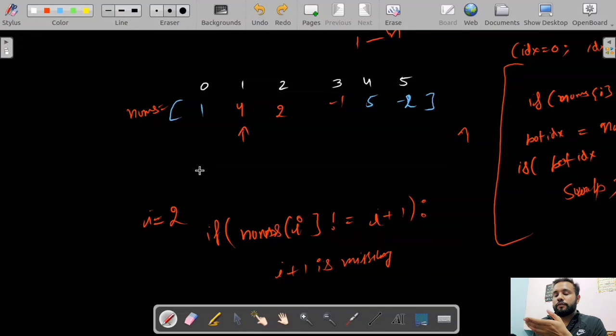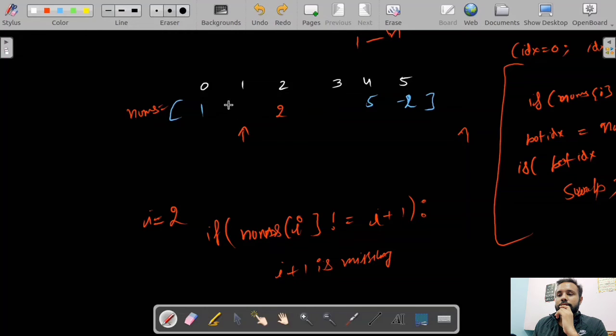So at this point of time, what I will do is swap, we are going to swap 4 and minus 1. In this operation, we shifted 4 to its exact position, and we are still at this index. We are not moving forward right now. We will move forward once again by checking this condition. Okay, and this is also not making sense.